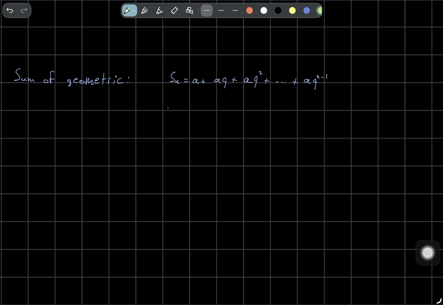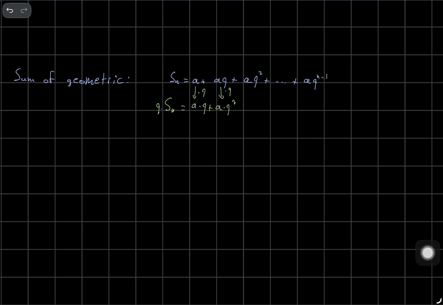Therefore, q times Sn equals a times q plus a times q squared. Of course, this is the same but multiplied by q. Plus a times q cubed plus a times q^(n-1) times q, which is basically a times q^n.